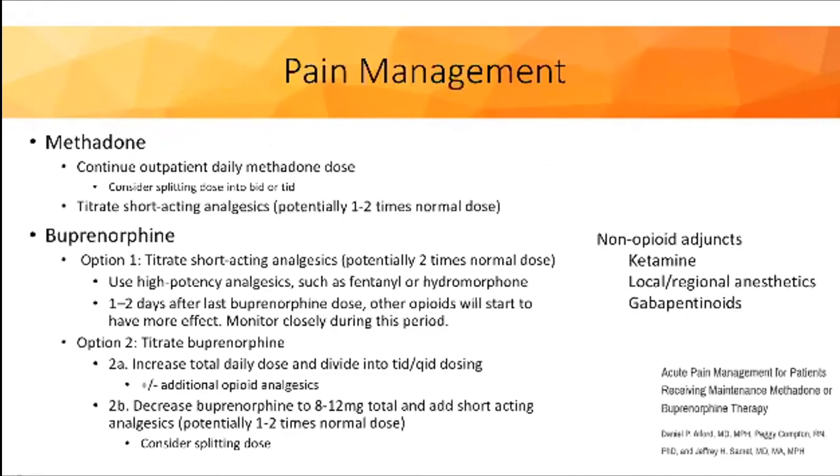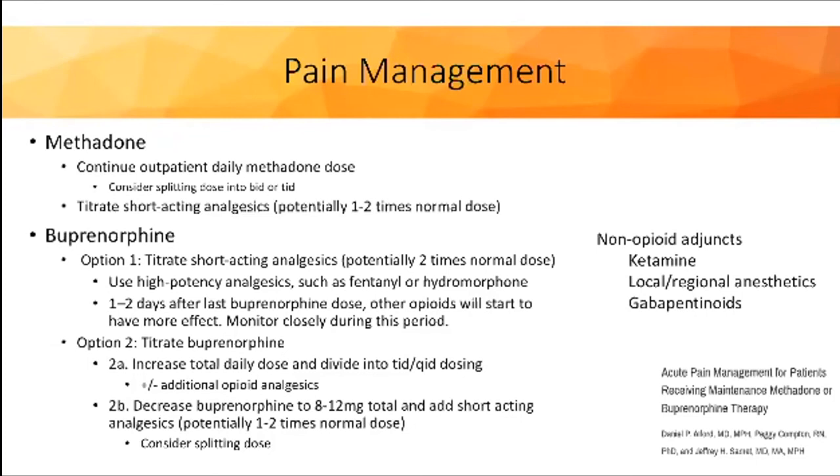Considerations while patients are on co-occurring pain management. With methadone, you continue the daily dose. At this point, consider splitting the dose into BID or TID, if the patient has a prescriber in an oncology or pain management setting. Then you want to titrate short-acting analgesics, keeping in mind that they may need 1 to 2 times the normal dose, because the methadone is keeping them out of withdrawal, not giving them any pain relief.